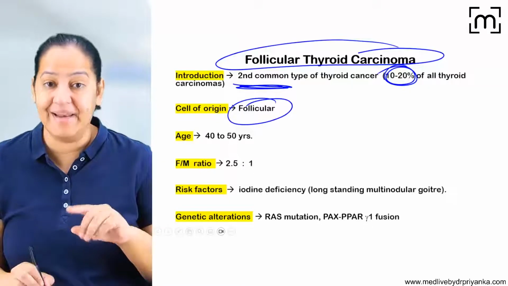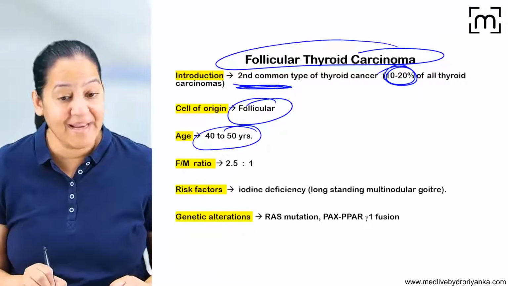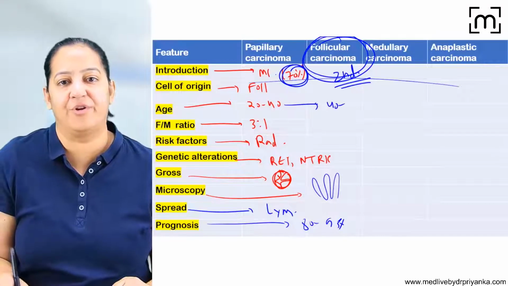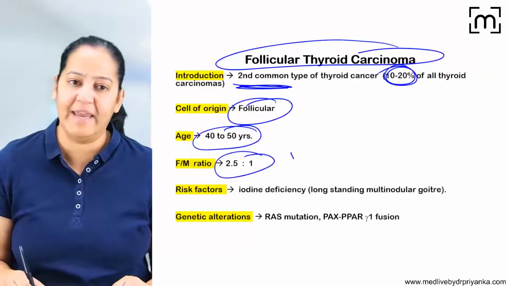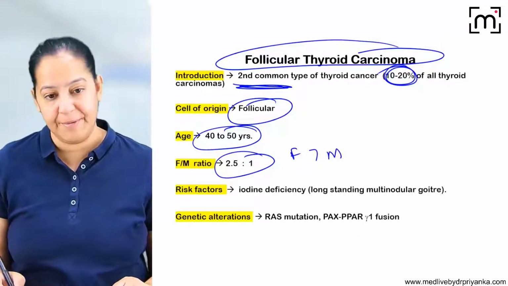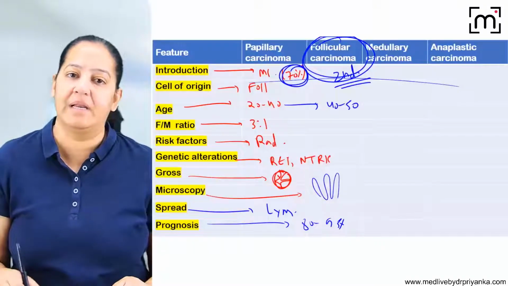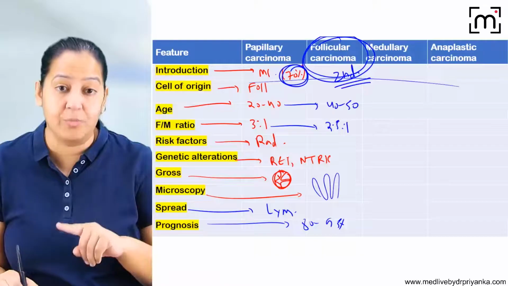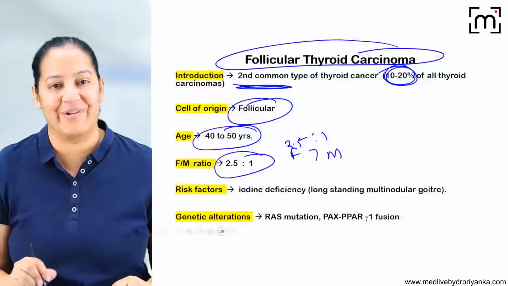So except medullary, the remaining 3 are arising from the follicular origin. Age is a little bit older, middle-aged females, 40 to 50 years. Papillary was 20 to 40, and this is 40 to 50 years. Female to male ratio: again, it is more common in females as compared to males. It is 2.5 times more common in females, so the ratio is 2.5:1. Here also it is more common in females, but you have to learn the ratio also.